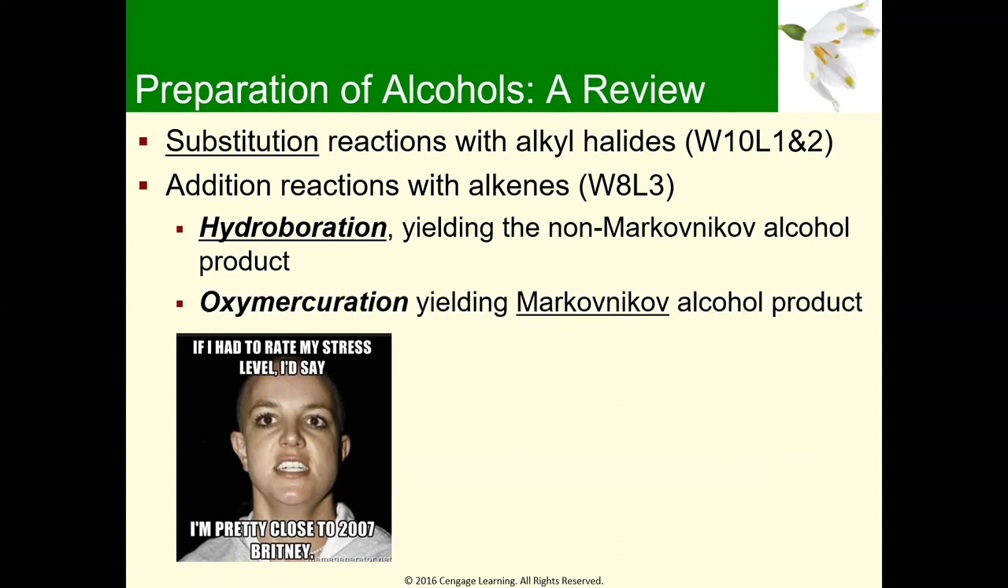But if you needed it to be on the most substituted carbon, then the reagents you would use are the mercury compound, and you do an oxymercuration procedure. So that yields the Markovnikov alcohol product, which, remember, means the OH is going to end up on the most substituted carbon.